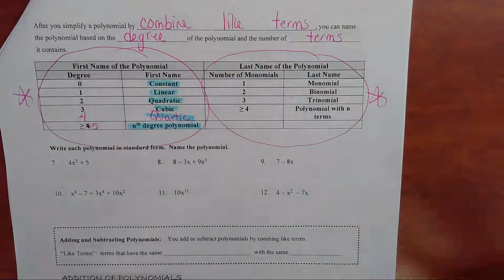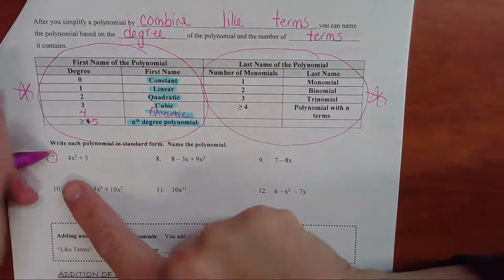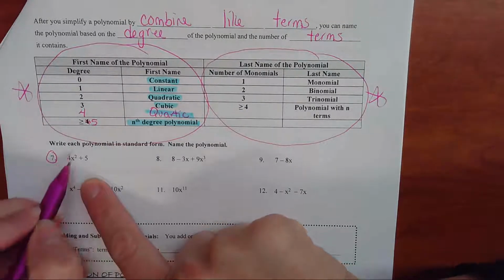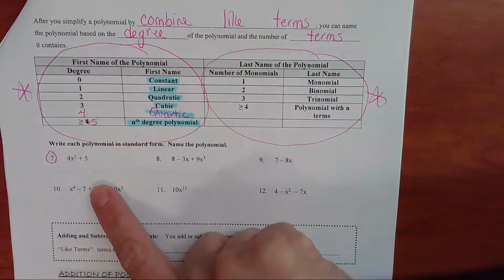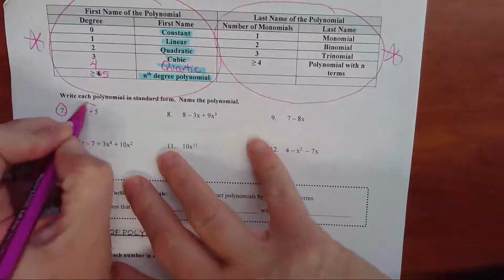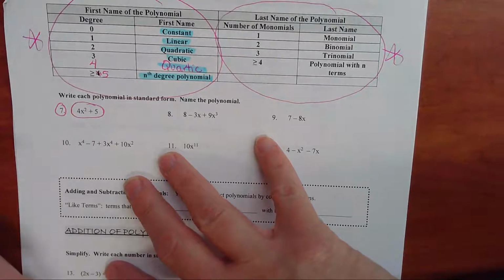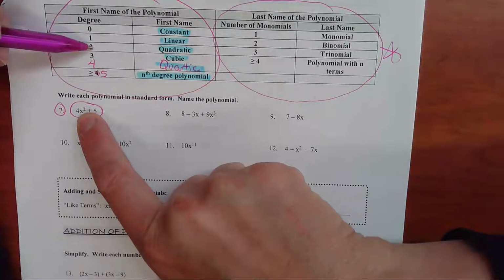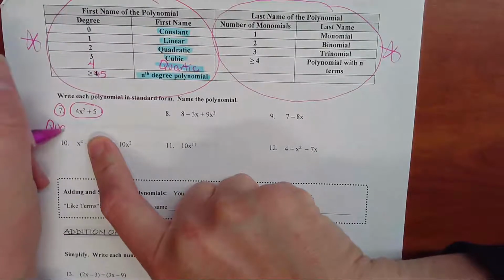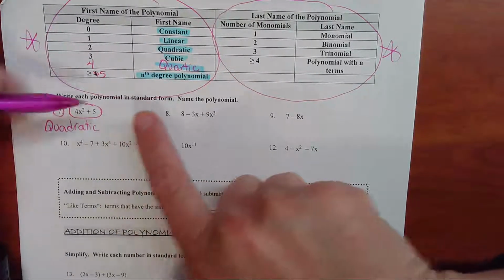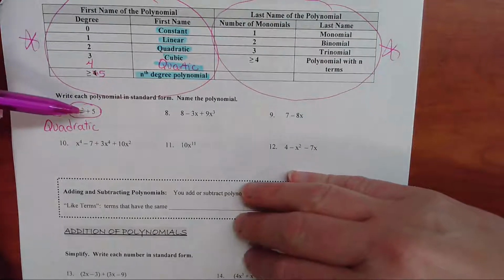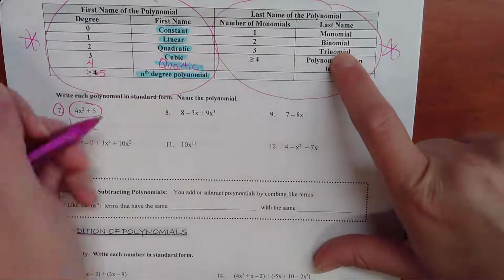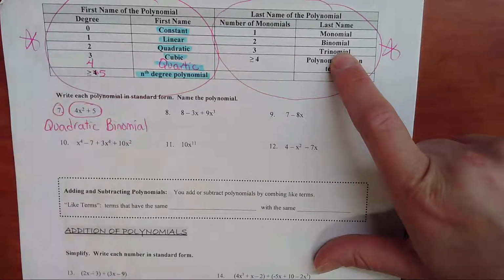Today you're just writing them in standard form and then naming them. And we're not going to do all of these. Maybe we will. Let's see. So for number 7, first thing we have to do is write these in standard form. So 4x squared plus 5. Largest exponent is a 2, and it does go down already. So this actually is already written in standard form. We got kind of lucky. Then it says to name it. So the largest exponent is a 2. So I go up here. Largest exponent is a 2. First name is a quadratic. And then the last name is how many terms do I have? I have 1, 2 terms. This is a binomial. And that's it, quadratic binomial.